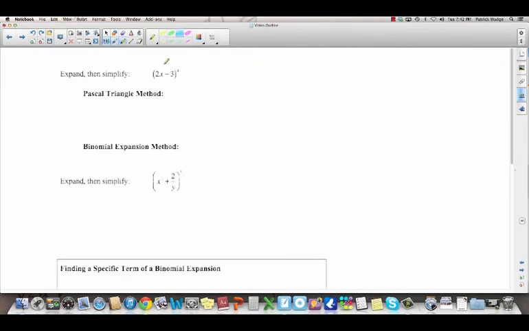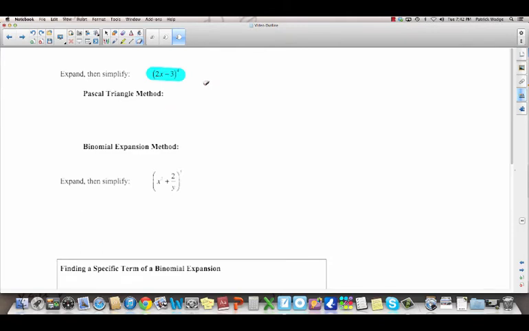If we wanted to expand this, 2x minus 3 to the 4th power, one way we could do it, and believe me, we will not be doing this, is we could figure out what's 2x minus 3 times 2x minus 3 times 2x minus 3 times 2x minus 3, do mountains and valleys, and then do it again with the next one. I mean, that is going to take us a long time. Or we could use one of these two methods.